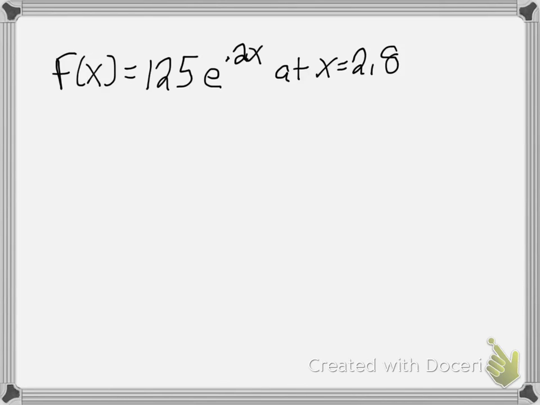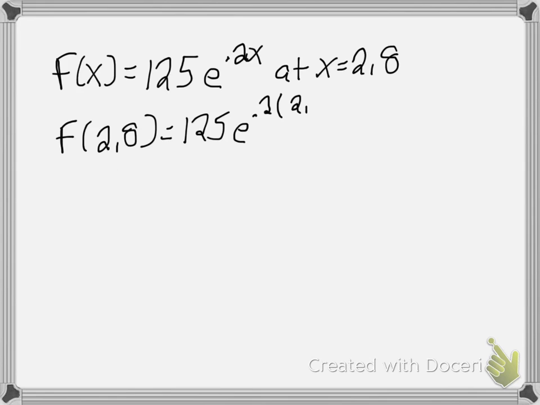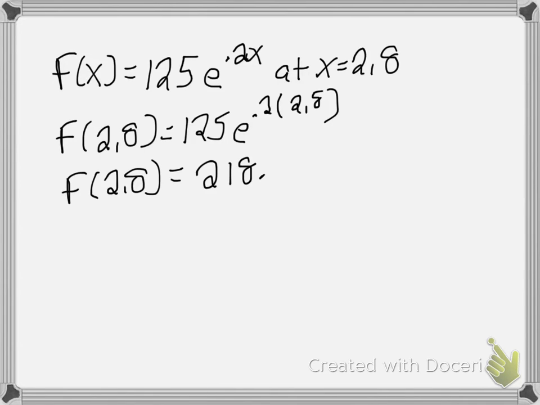Okay, for problem number 3, I'm giving you a function and I'm giving you a value of x, and all you have to do is plug x in and figure out the function. So what I would have liked to have seen was f of 2.8 equals 125 times e to the 0.2 times 2.8. And then write your answer. But remember what it said. It did say round to 3 decimal places specifically. So if you rounded to something other than 3 decimal places, well, then I took a point or two off. And the answer to this question is 218.834.